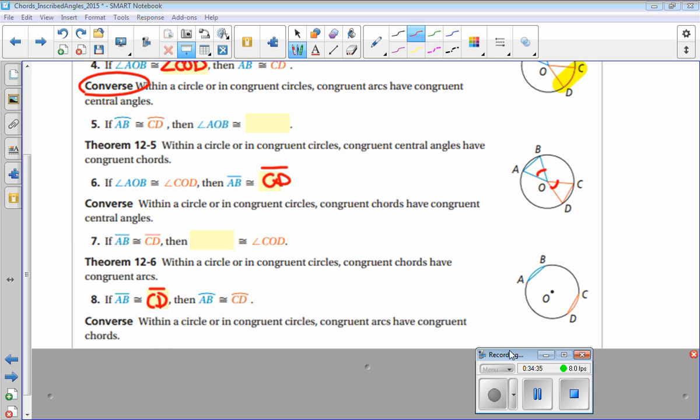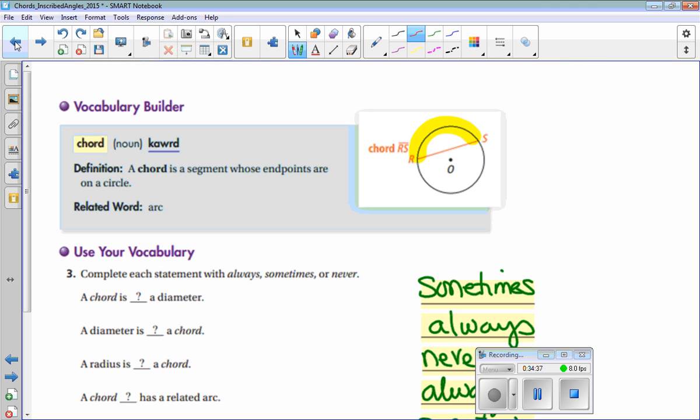Basically, when you have a chord like this, RS, and it cuts off that arc, and I have another chord over here that's the same length, then we'll call this QT. Then isn't arc QT the same length as arc RS? Yes, it is. If the chords are congruent, then the arcs should be congruent. That's what that theorem just said. Just the chords and then the arcs, right? That's all it is.